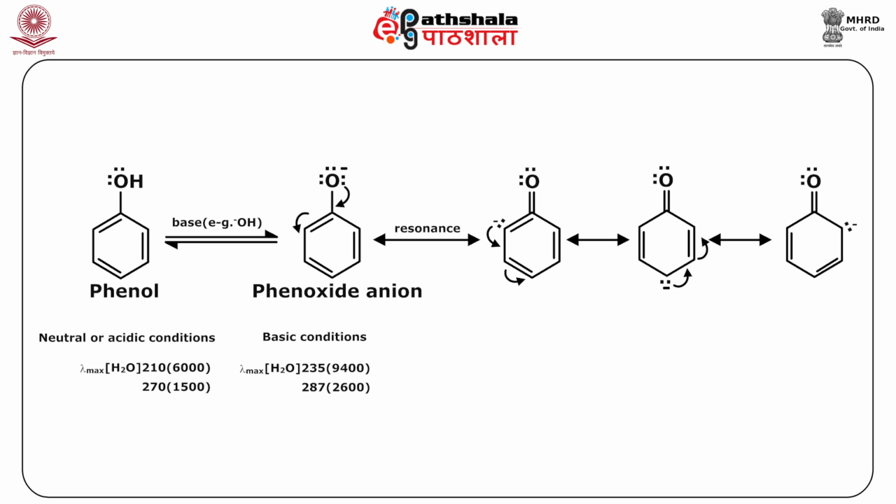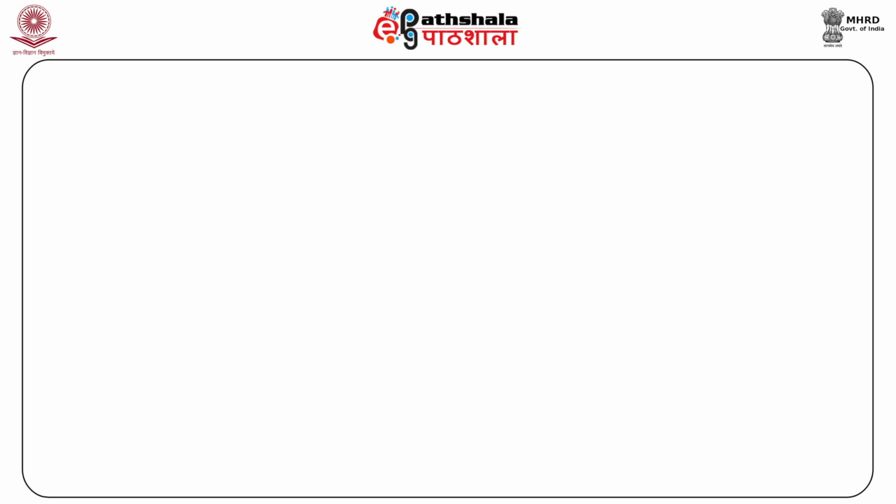Extended conjugation provided by the phenoxide ion leads to a decrease in the energy difference between the HOMO and the LUMO orbital, which thus results in a red or a bathochromic shift to a longer wavelength and a lower energy, along with the increase in intensity of absorption. Now, moving on, this phenomenon of resonance in the phenoxide ion is clearly shown in the figure.